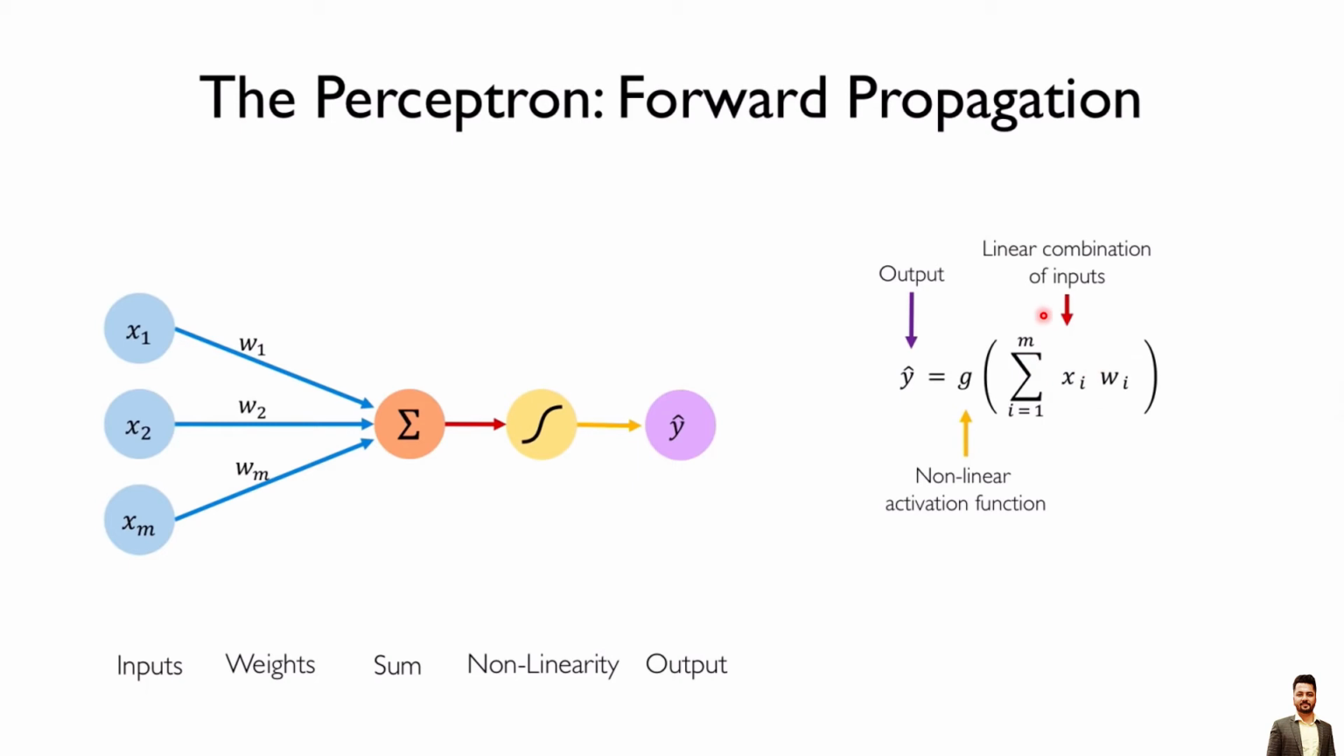This means that this is a linear combination of inputs xi into wi, summated over m values, and then we apply g, which is a nonlinear activation function. We will be talking about it in some time, and we will get the output y hat. All the names have been written here: inputs, weights, sum, nonlinearity and output. So these are the 5 terms which will be required to understand what is a perceptron.